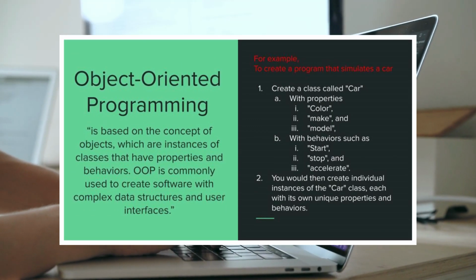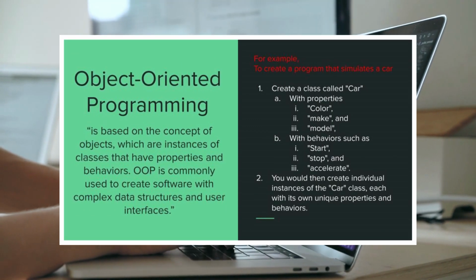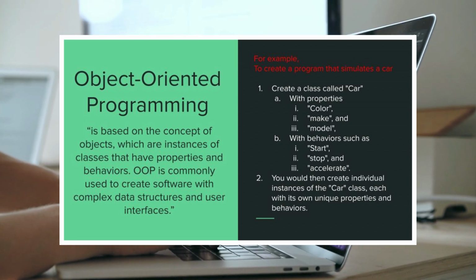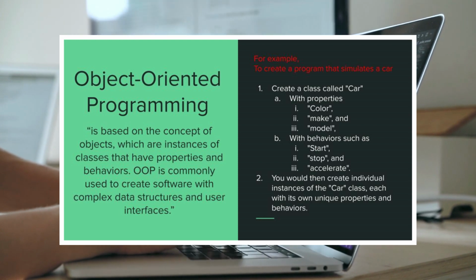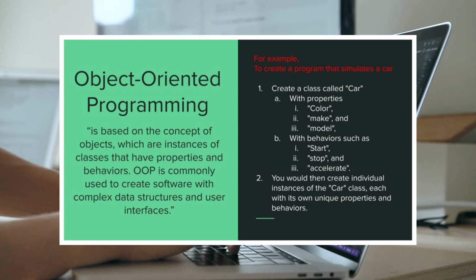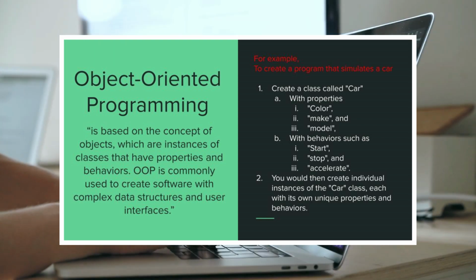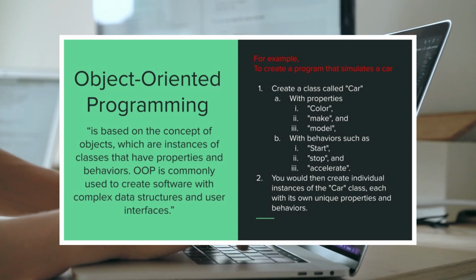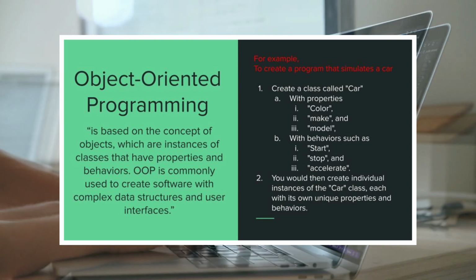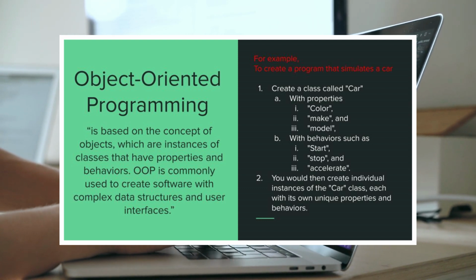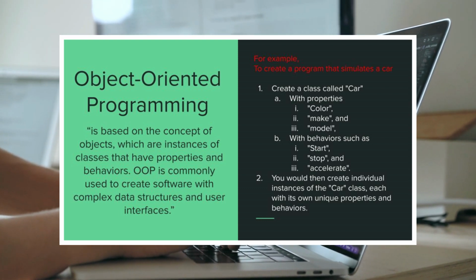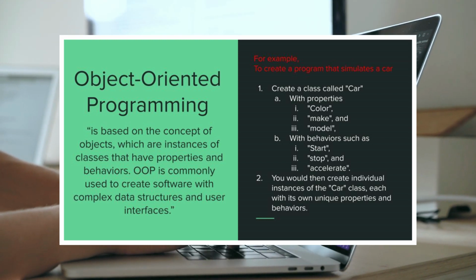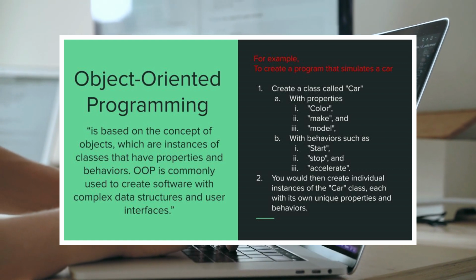Object-oriented programming, OOP. This programming paradigm is based on the concept of objects, which are instances of classes that have properties and behaviors. OOP is commonly used to create software with complex data structures and user interfaces. It is used to structure a software program into simple, reusable pieces of code blueprints, usually called classes, which are used to create individual instances of objects. In other words, it is a way of programming where the programmer creates objects that have properties and behaviors, and then uses those objects to build more complex programs.